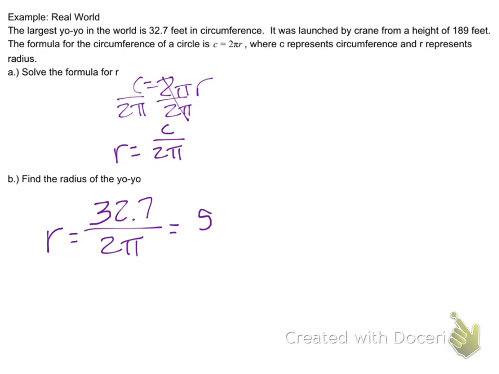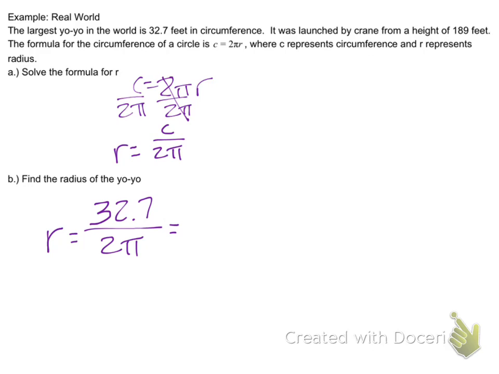51.339. 51? No way. Yeah. 32.7 divided by 2 pi. Are we using the pi button? Yeah, use your pi button. But guys, it is not 51.